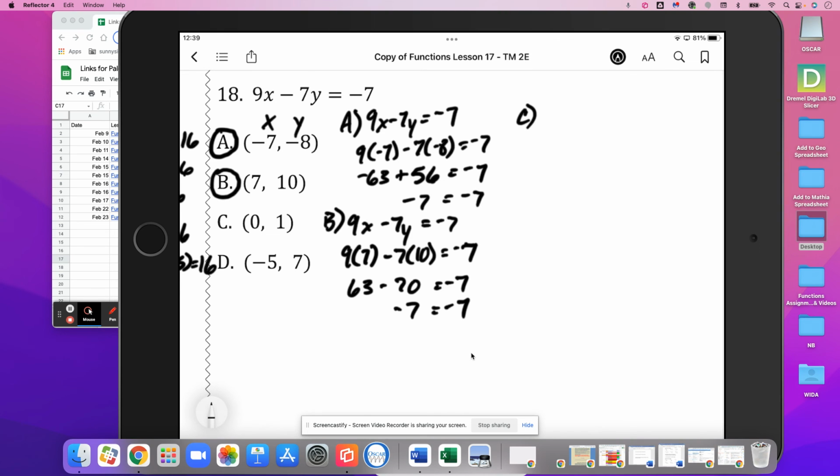For C, 9x minus 7y equals negative 7. So 9 times 0 minus 7 times 1 equals negative 7. So 0 minus 7 equals negative 7. And yes, negative 7 equals negative 7.